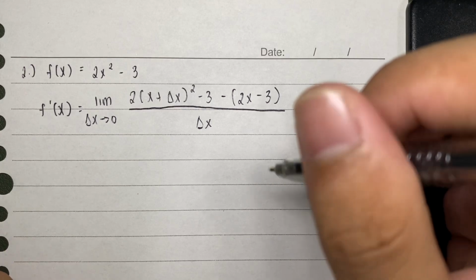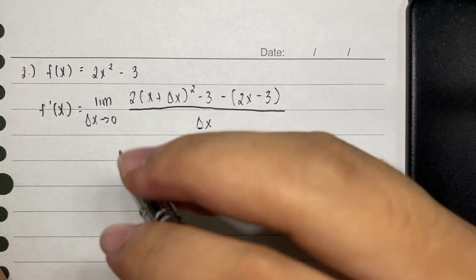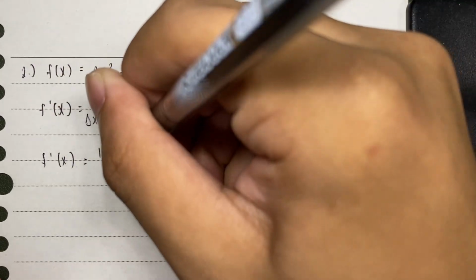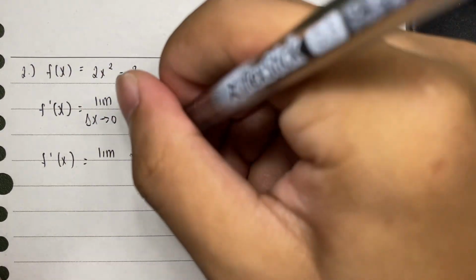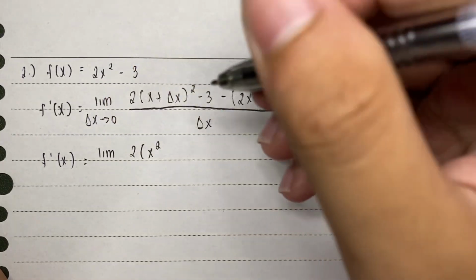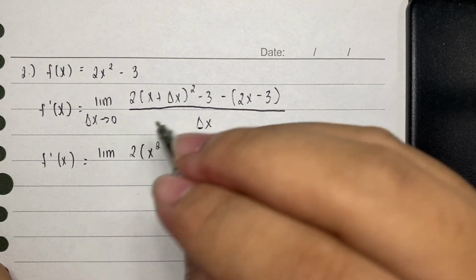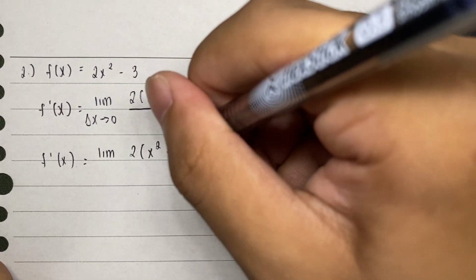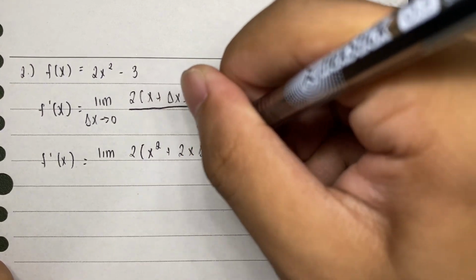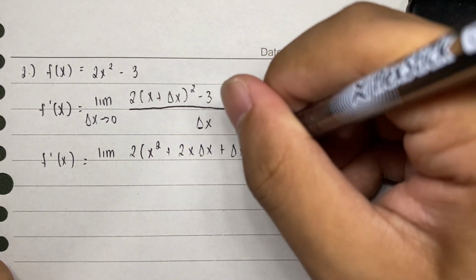Now what we're going to do is expand the term x plus delta x squared. Now copy f prime of x is equal to the limit of 2 times: square the first term, x squared, twice the product of the first and second term, plus 2x delta x, plus square the last term, delta x squared.